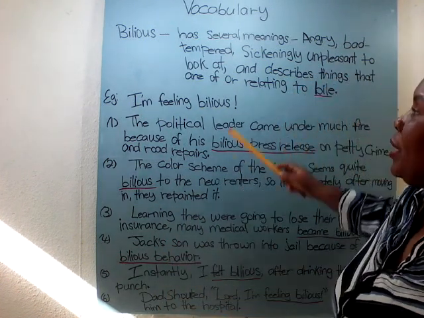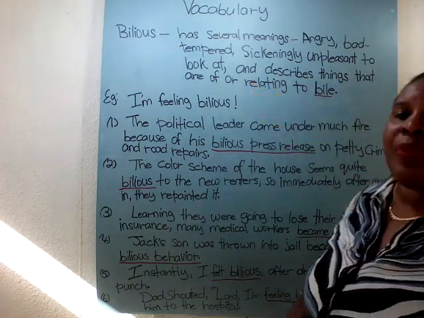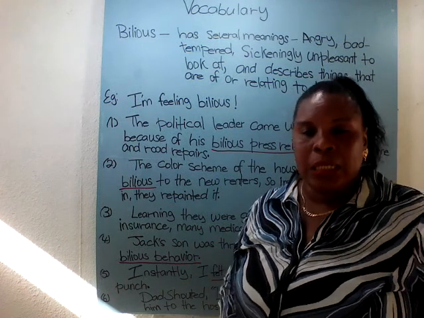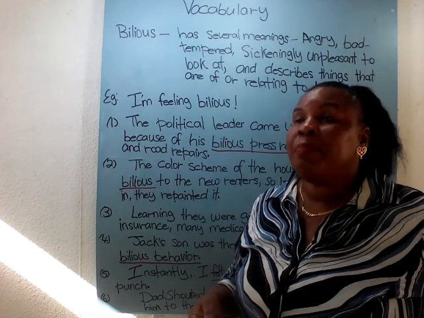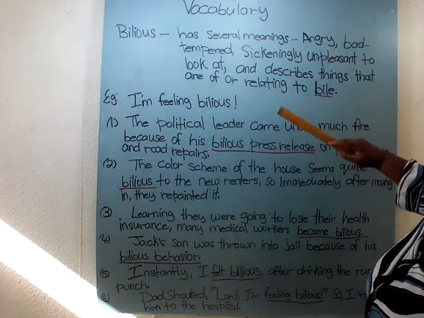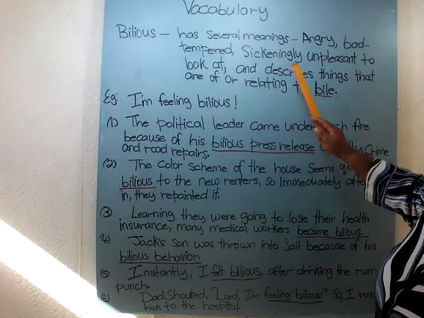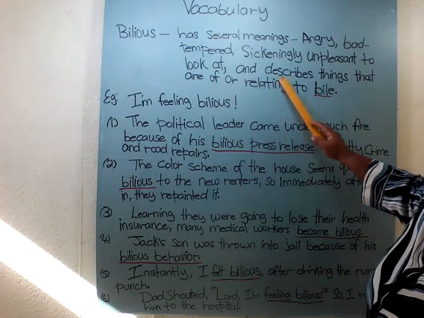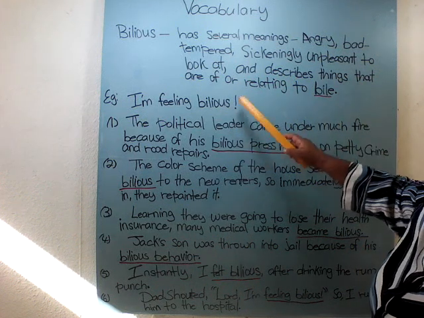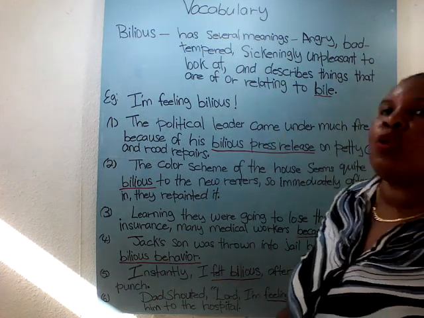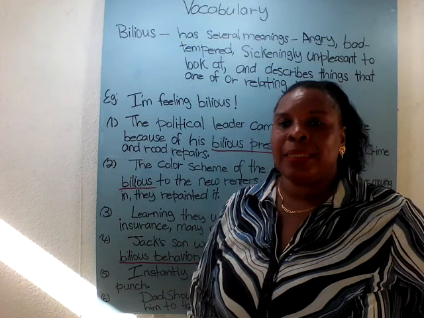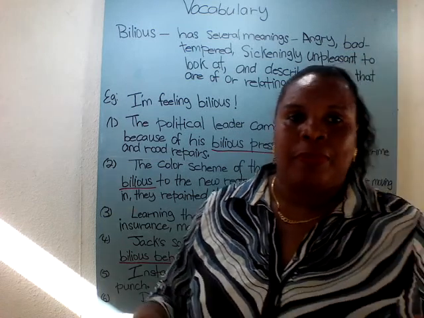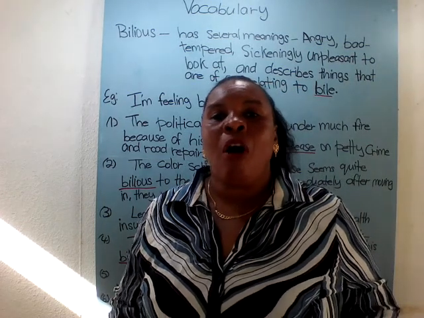So you can take away from the different meanings and put them in your sentences. So you have angry, bad-tempered, sickeningly unpleasant to look at, like the house that we described here, and describing something of or relating to bile, to a confrontation, an argument, an irritable conversation, or irritable feeling about some form of argument.